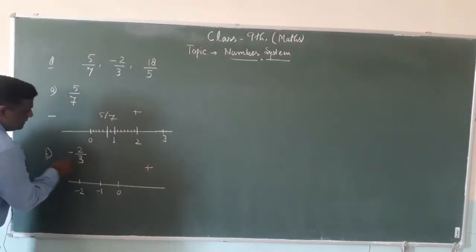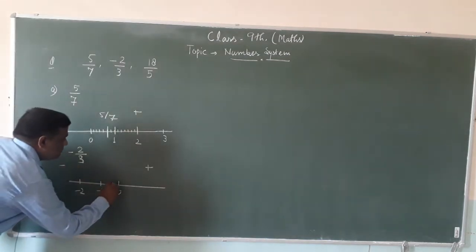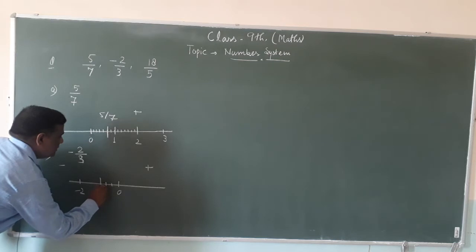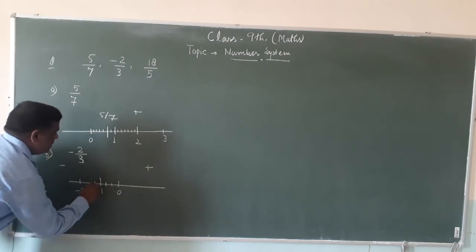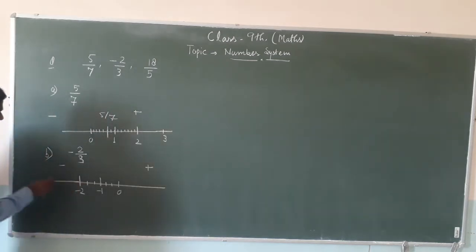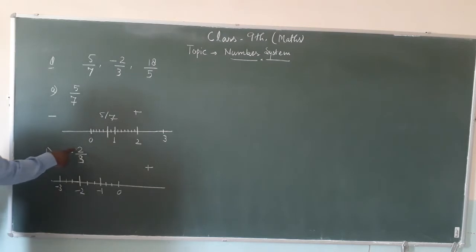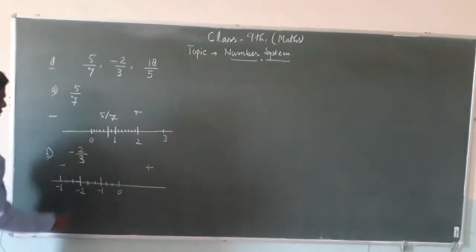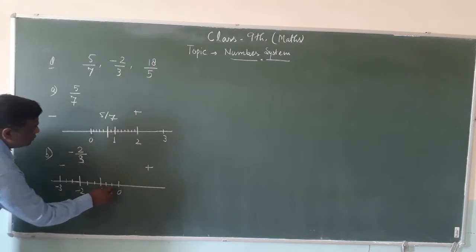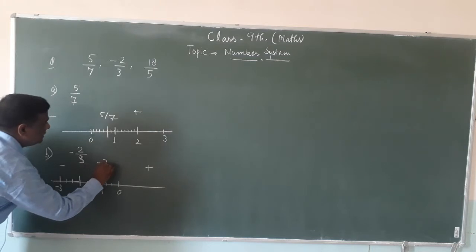So now we can make 3 equal parts between 0 and minus 1. So take 1, 2 and 3. Here that is minus 1. Again 1, 2, 3, that is minus 2. Now we can take 1, 2 and 3, here minus 3. Now take minus 2/3, in numerator that is 2. So we have to take 2 small divisions, 1, 2. Here this one is minus 2/3.